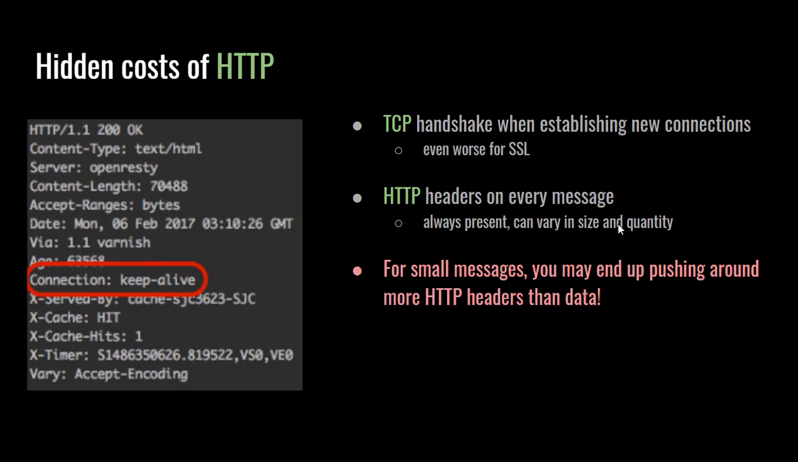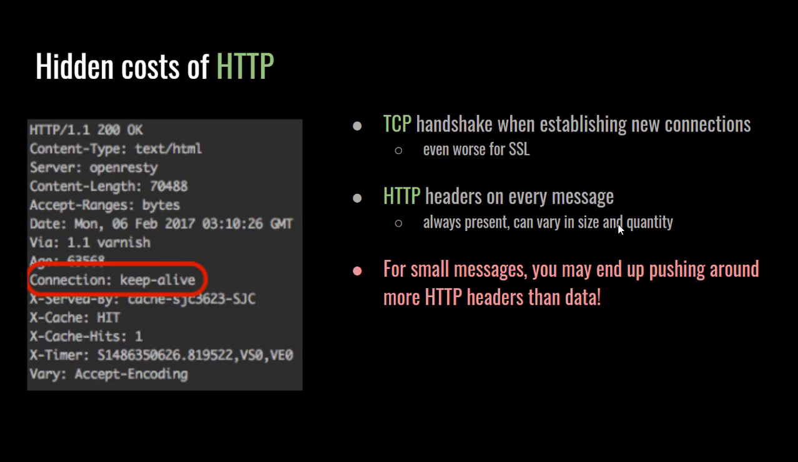On the left side, we have an example of the headers. It has status 200 OK, and it has a bunch of information on there. And this is a hidden cost because there's a lot there. When we're establishing new connections with TCP, it's basically on that level. HTTP sends across this header on every single request and response. So it's always going and always present.